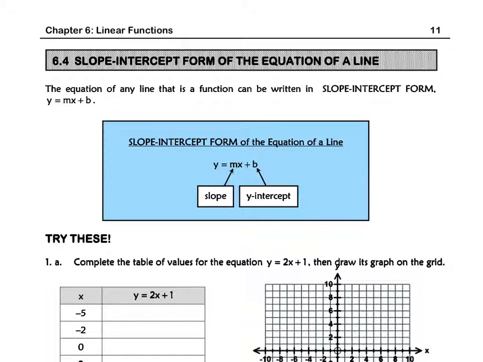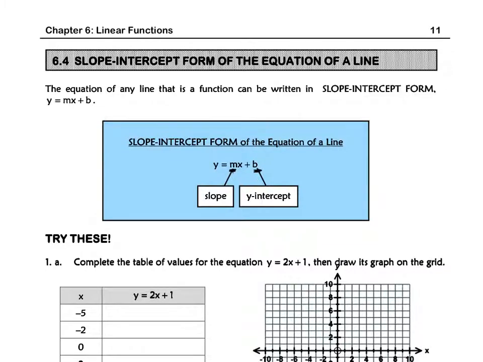Section 6.4 is on slope-intercept form of the equation of a line, and the slope-intercept form of the equation is the y equals mx plus b form, where m represents your slope and is the coefficient of your x, and b is the constant term in your equation, and that's equal to your y-intercept, when it is written in the form y by itself equals your x term and your constant on the other side.